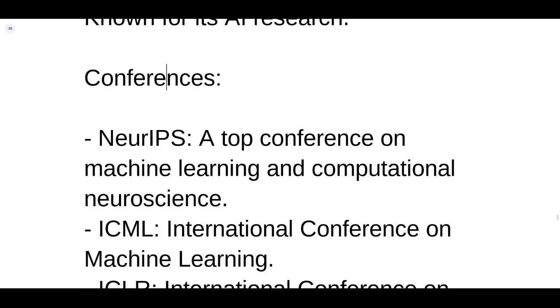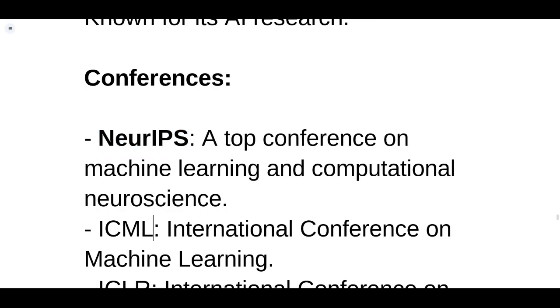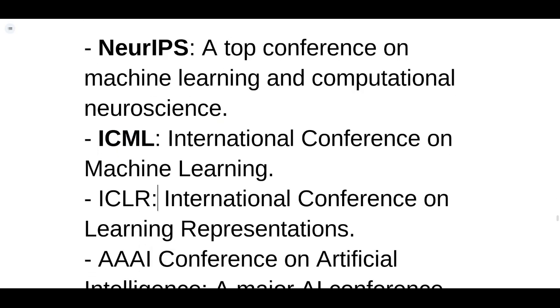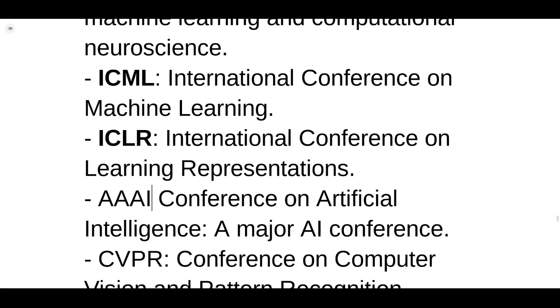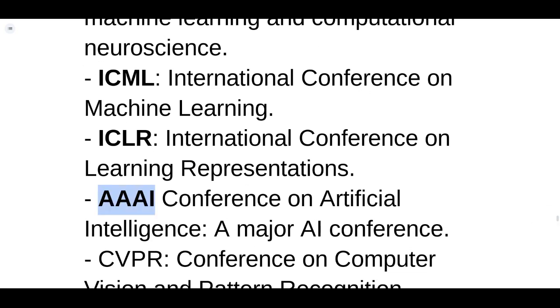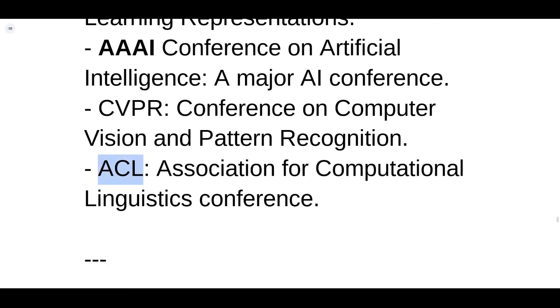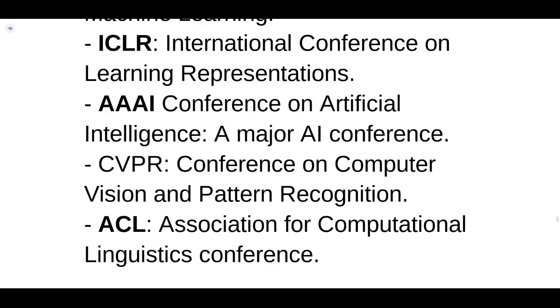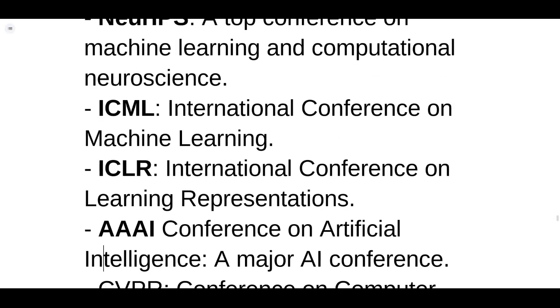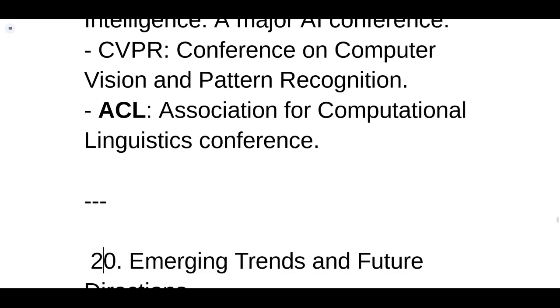Conferences, famous conferences where you can publish your papers. Please keep these few conference names in mind: NeurIPS, ICML, ICLR, Triple AI, CVPR, and so on. So these conferences, keep in mind, none of them you should forget.